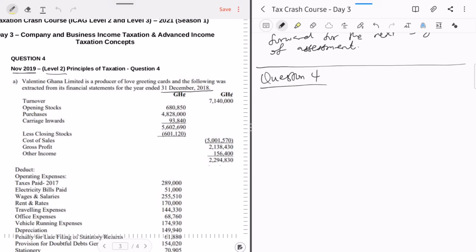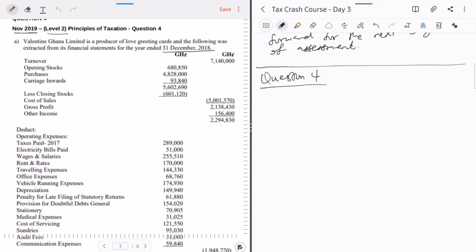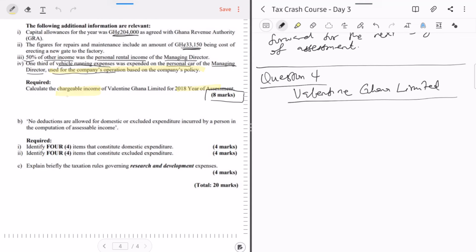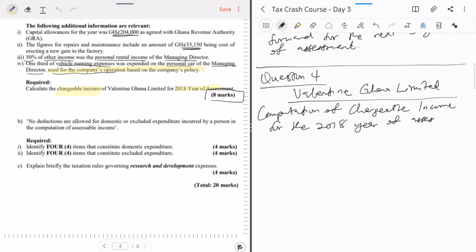So in any typical examination of accounts question, what do you start with? Your net profit. So we just say, let's create 2 columns. The examiner has recommended that students should write the name of the company and the heading. It's in the examiner's report, you can check. So Valentine Ghana Limited. He's saying students miss out on easy marks by not taking these simple available marks. So just write the company's name and write what you are doing. So they said determining chargeable income or calculate. So we just say computation. Literally just repeat the question, right? Of chargeable income for the 2018 year of assessment.